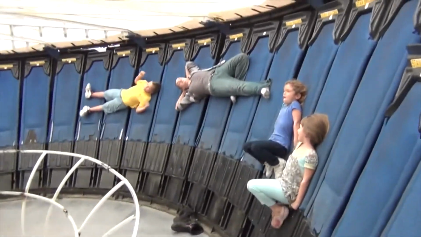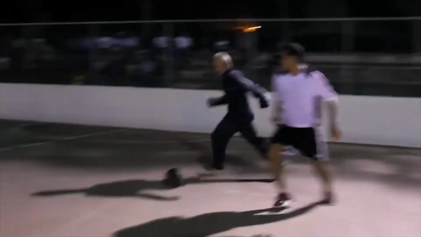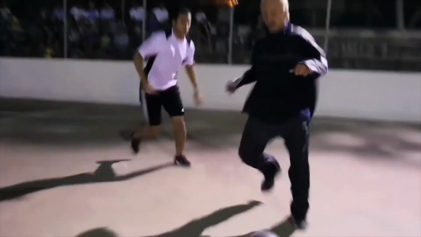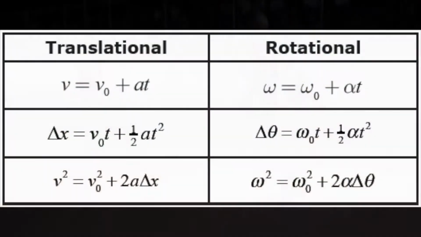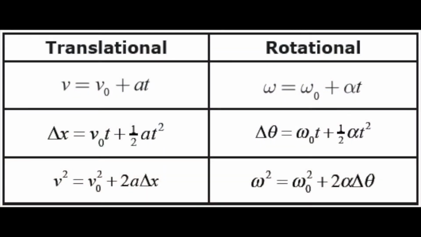Today we'll be exploring Newton's second law, F equals ma, and its rotational analog, tau equals I alpha. Rotational or angular motion has its own set of equations, closely related to those of linear motion.